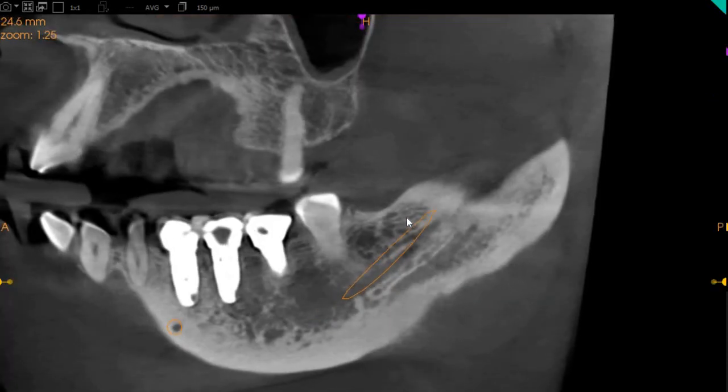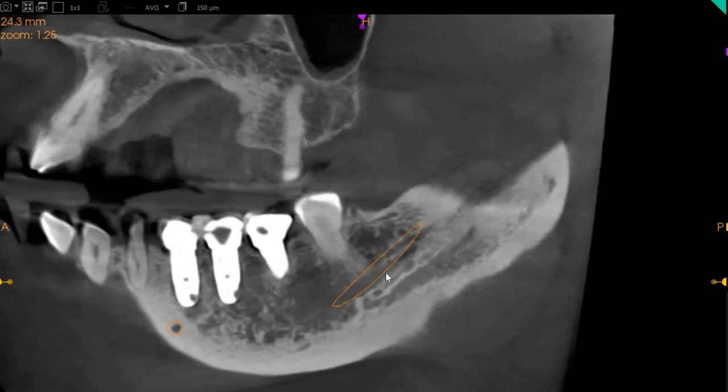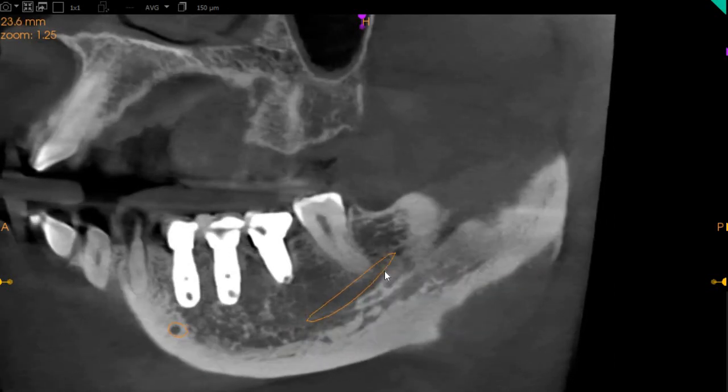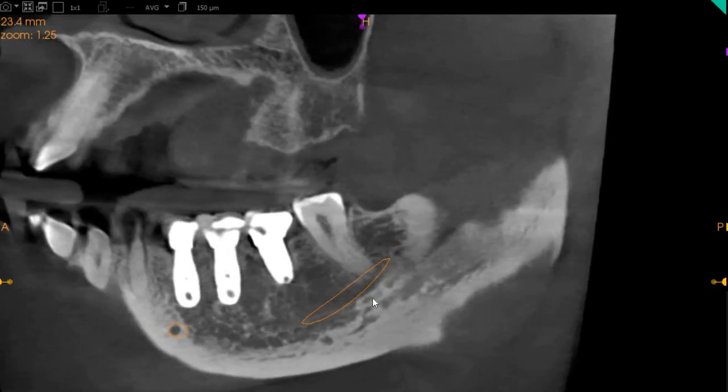This is the sagittal view. On the sagittal view, you can also clearly see that the apex of the tooth is invading the inferior alveolar canal right here, and hence the extraction is going to be slightly challenging because of this aspect.